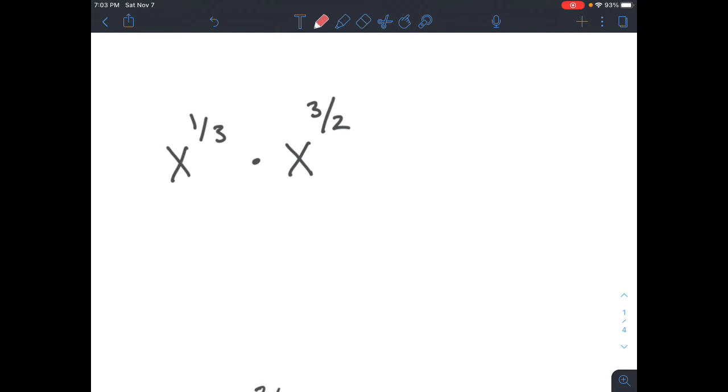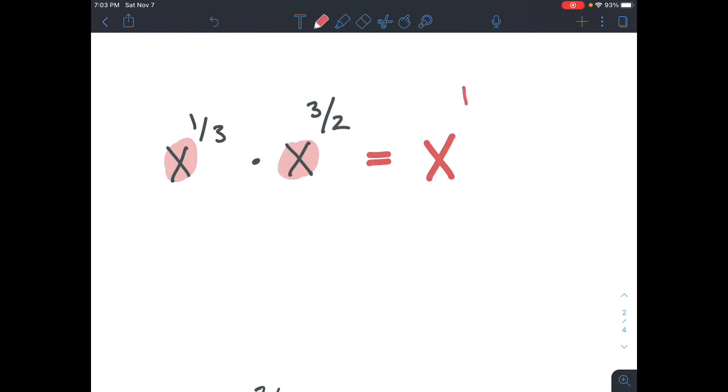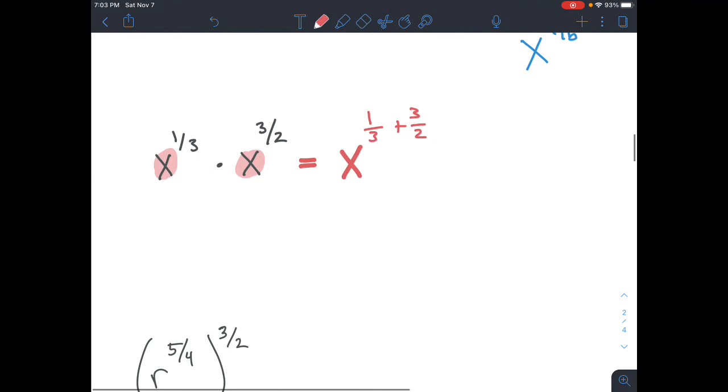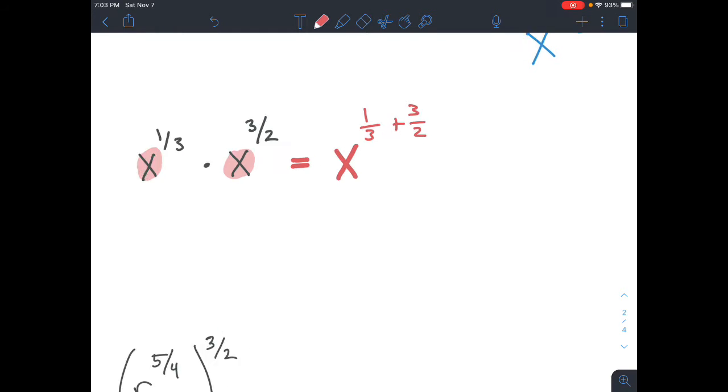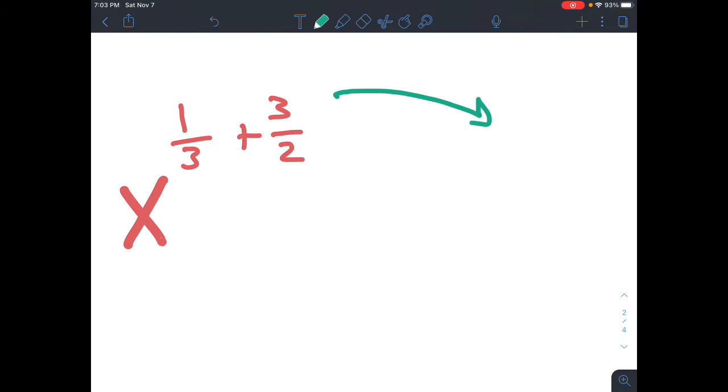Okay, so when you have two bases that are the same and the exponents are the same or different, you can follow exponent rules and add the exponents together. So we're going to have 1/3 plus 3/2. And now you have to think about how you add fractions when they don't have the same denominator. If your fractions don't have the same denominator, you're going to have to get a common denominator. I'm just going to do that over here.